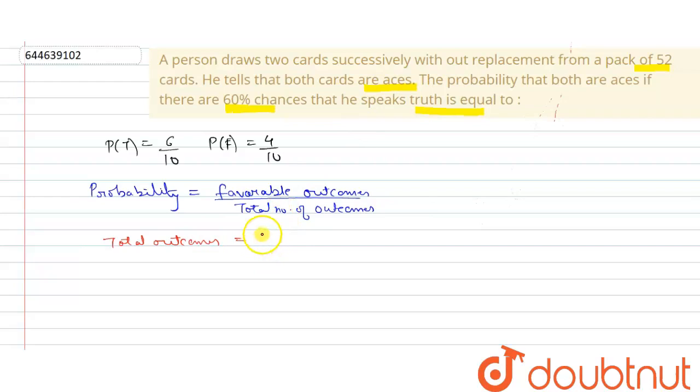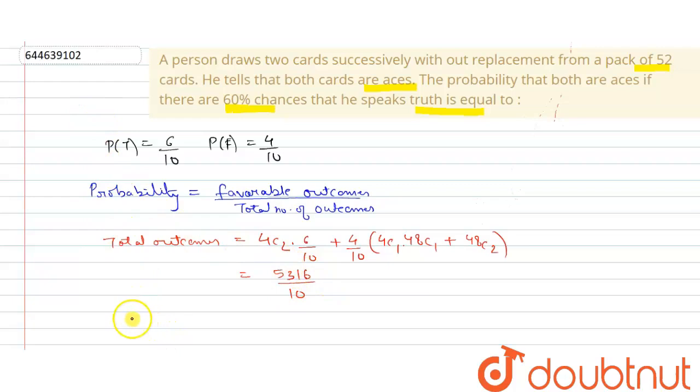So if he draws 2, that is 4c2. He draws 2 aces out of 4 and he speaks truth, that is 6 by 10. Now if his statement is false, then 4 upon 10. And now if he draws 1 ace out of 4 and other card from the remaining 48, or if he draws the remaining 2 cards from 48. So this is our total outcomes. On solving this, total is coming to be 5316 upon 10.